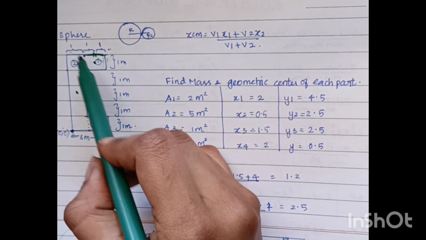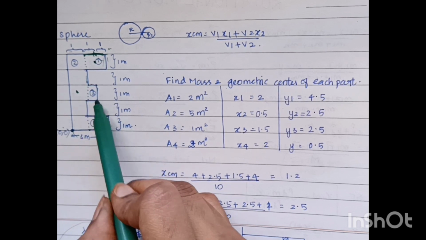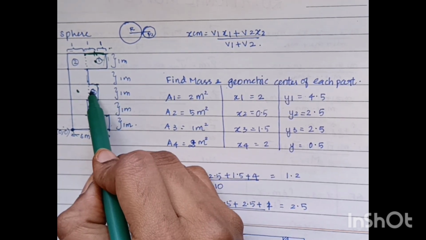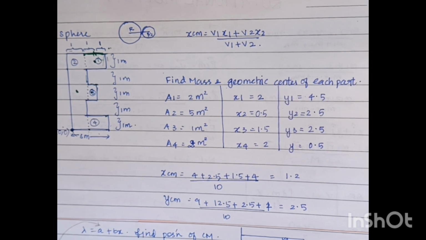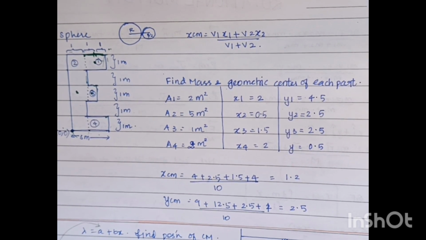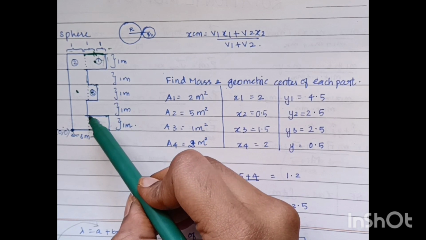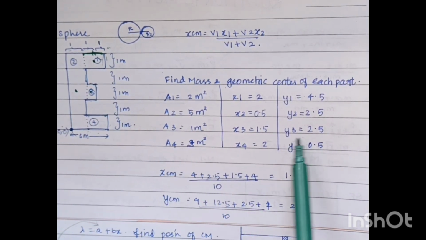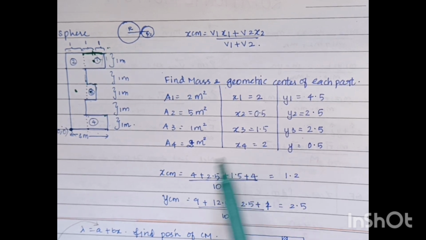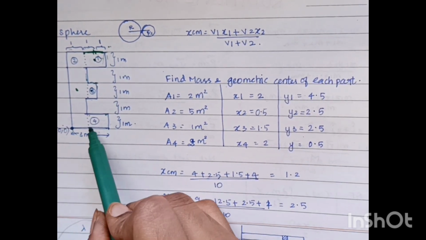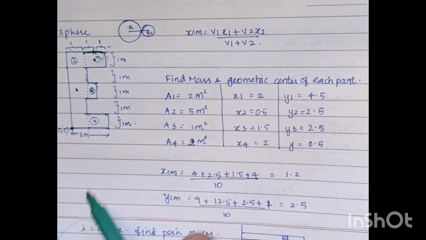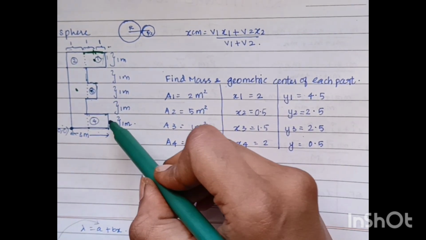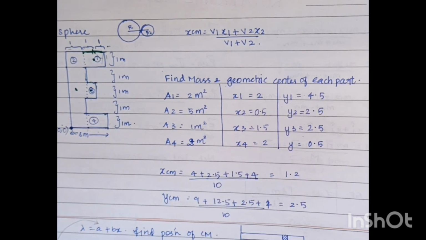What about the third part? This is the third part. This is 1 and the center of mass will be at the center, so x3 will be 1.5. And what about y3? This is 1 and this is 2 plus half of that, so 2.5. Similarly x4: this is the fourth part again, similar to the top case. X will be 2 and y will be just half of this, 0.5.